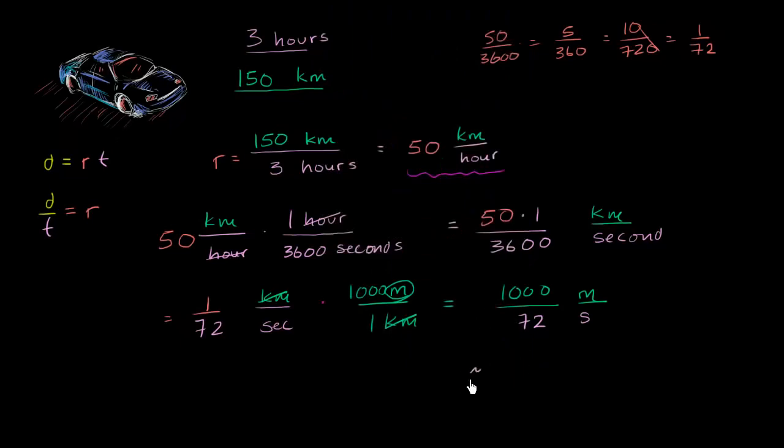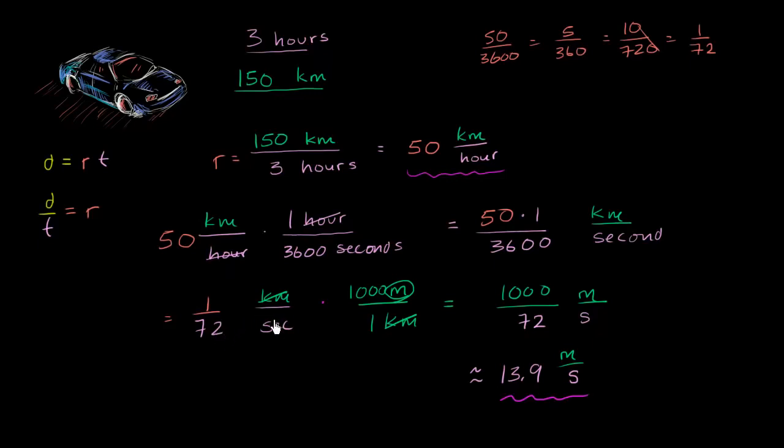So this is approximately equal to 13.9 meters per second, which I can visualize. I can imagine how far 13.9 meters is, and I'm doing that distance in 1 second. So this actually also seems like a reasonable way to express the rate. So I could say, hey, this thing's going 50 kilometers per hour. I can imagine it going roughly 13.9 meters per second. So this is reasonable as well. But to say it's going 1/72 of a kilometer per second doesn't really seem to make sense.